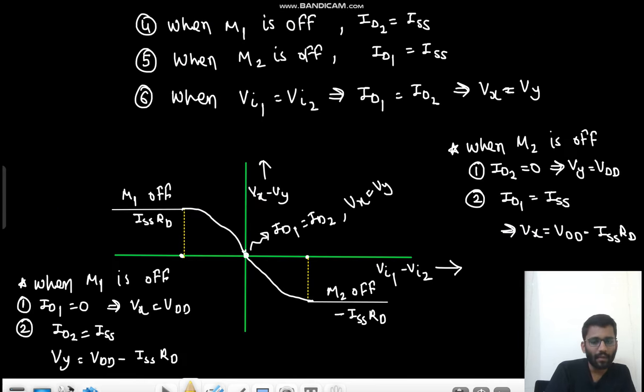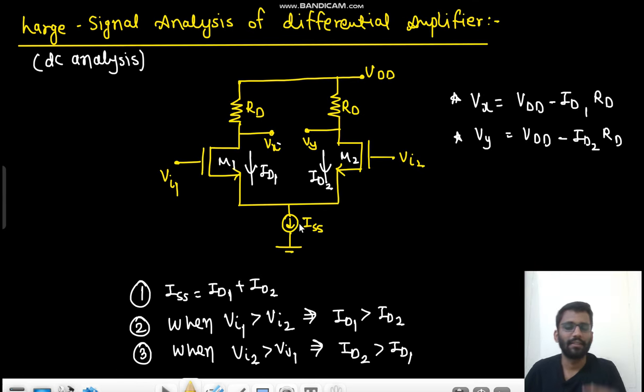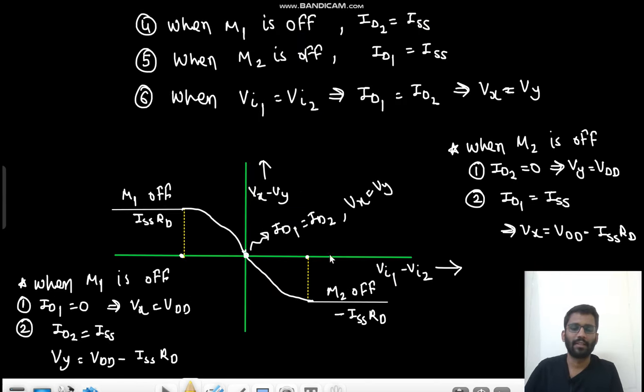What else they can ask in this one is, there is one more thing. I will not give the complete explanation here because that is not that important. It will take me around 20 more minutes. Just one more thing: what if the current is doubled? The tail current that we have is doubled. What will happen to these characteristics?